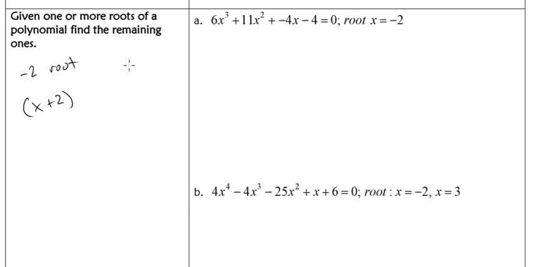A couple ways to think about it. If we have x minus a, then our a value is -2 if that's our root. And so we would have x minus -2, which is x plus 2 as a factor.